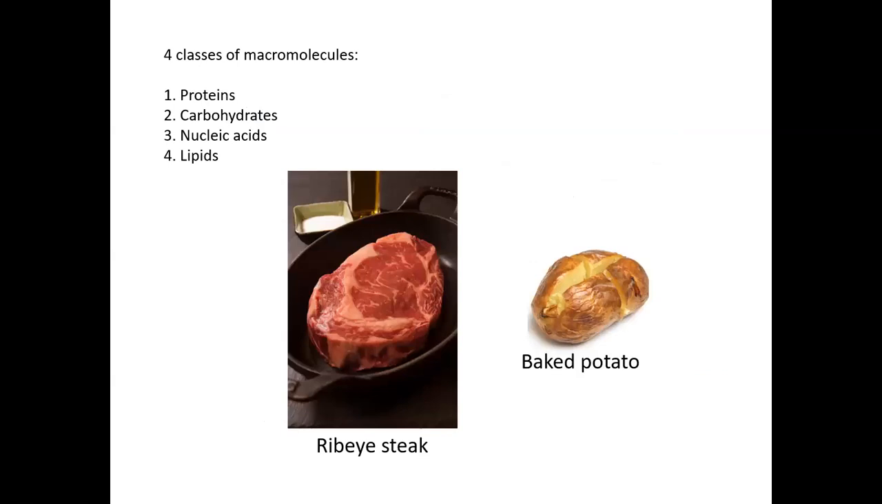Ribeye steak and a baked potato. So what kind of macromolecules do we have going on here? Yep, John. Okay, so ribeye is going to be a lot of protein. Baked potato is going to be carbs. Is there any other macromolecule up there you might see on the screen?